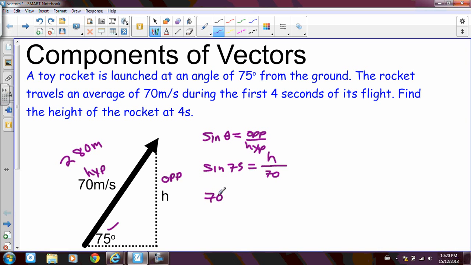And so we rearrange this. It's 70 times sine of 75. And then basically we need to punch that into something that can do some math for us. And my calculator tells me that's 67.6. Again, approximately.